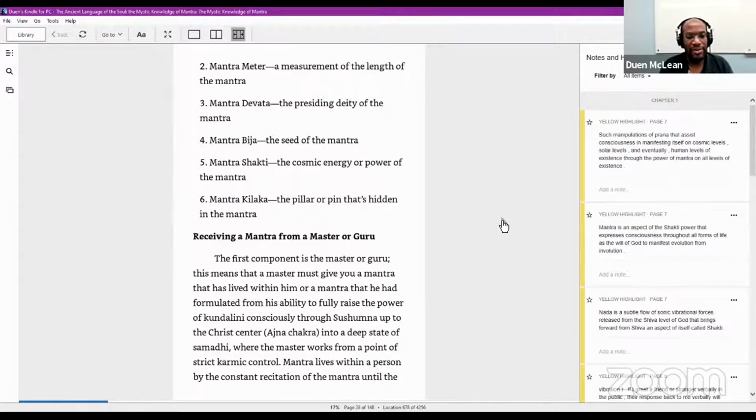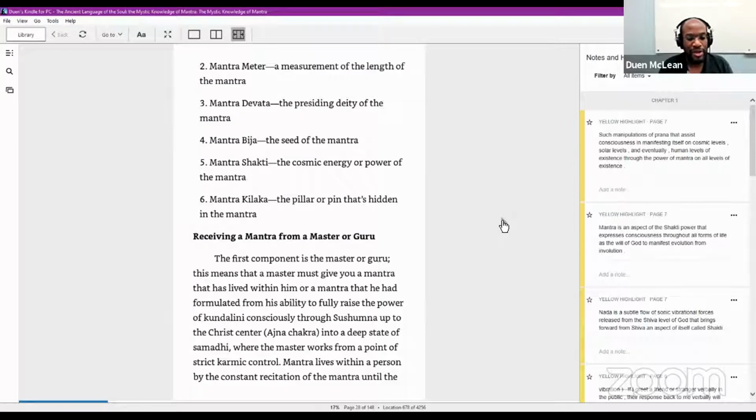Receiving a mantra from master or guru. The first component is the master or guru. This means that a master must give you a mantra that has lived within him, or a mantra that he had formulated from his ability to fully raise the power of Kundalini consciousness through Sushumna up to the Christ center, Ajna chakra, into a deep state of samadhi, where the master works from a point of strict karmic control.